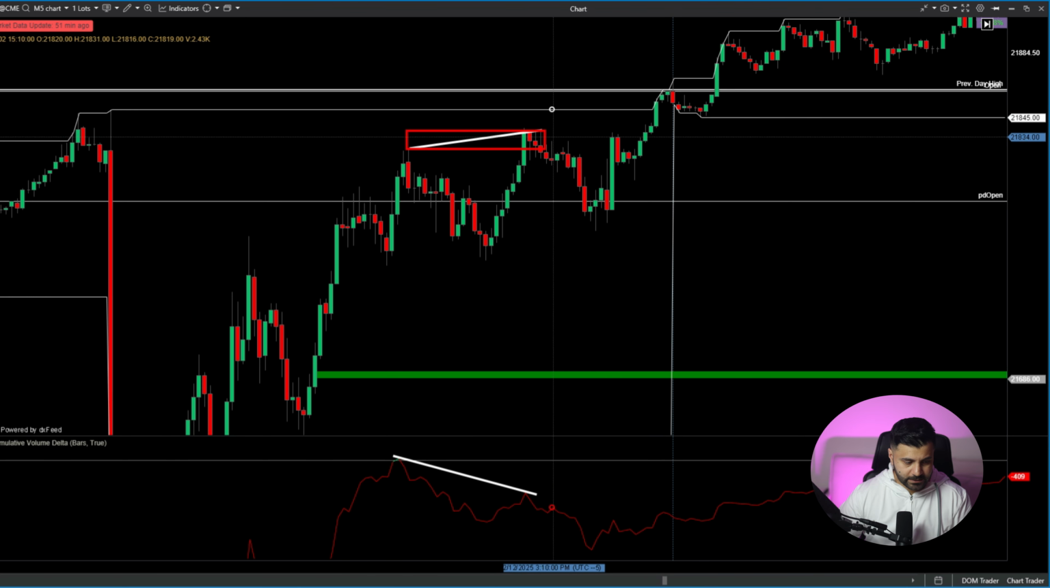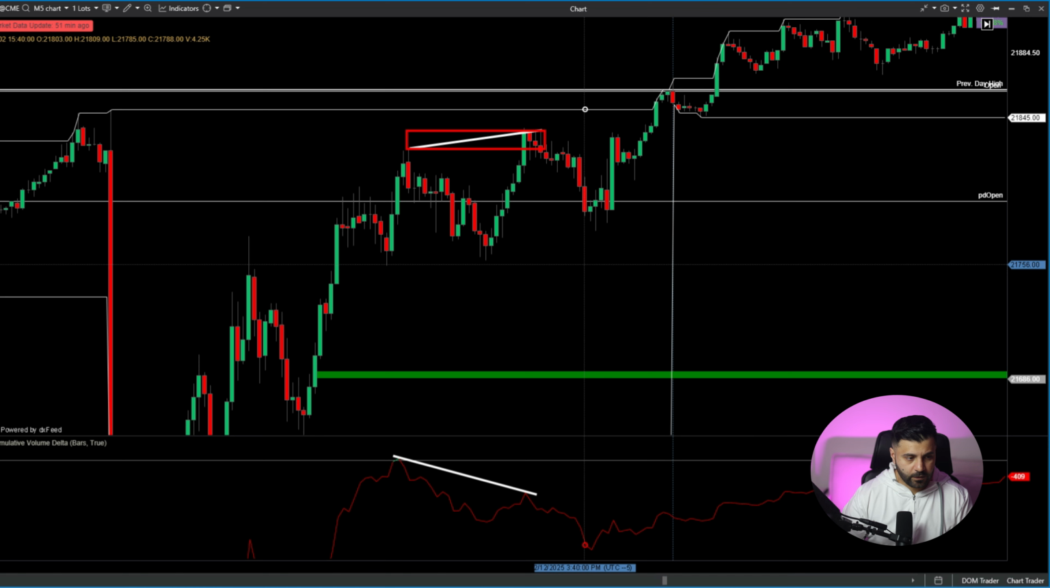All right, I would be taking this if I saw it on the CVD. So that is an example of a possible short setup that we could have on the market.